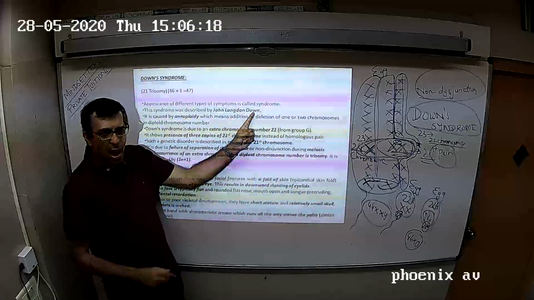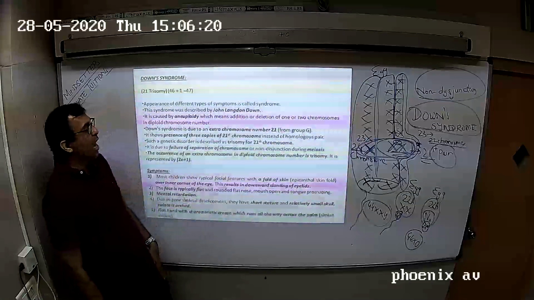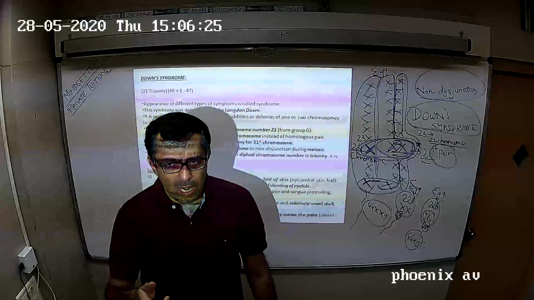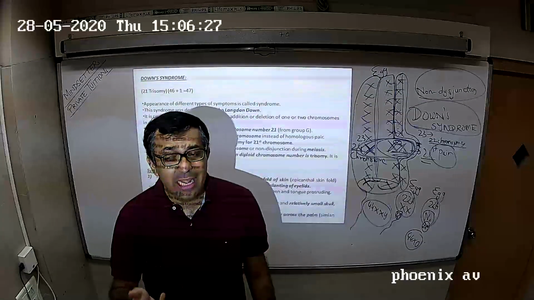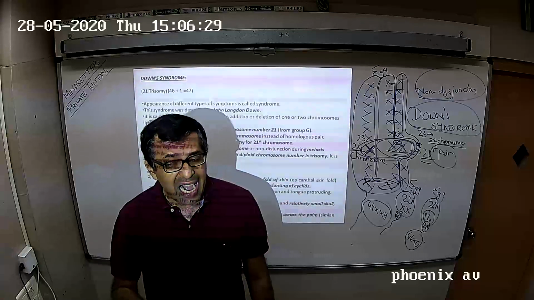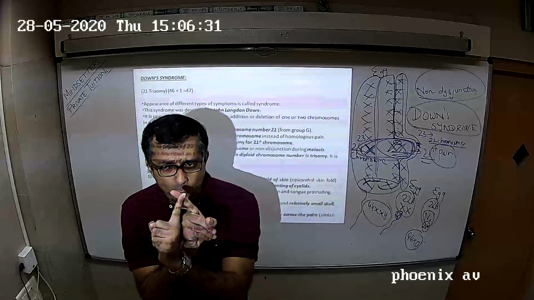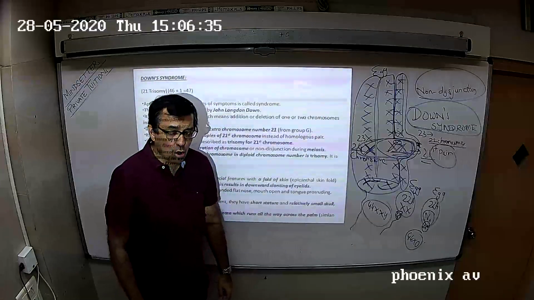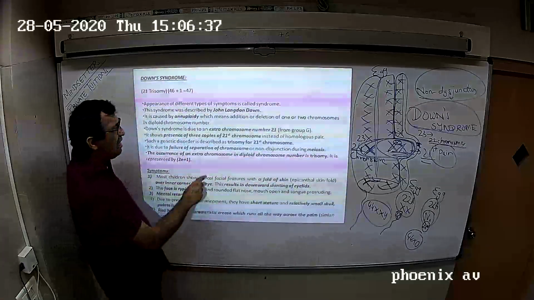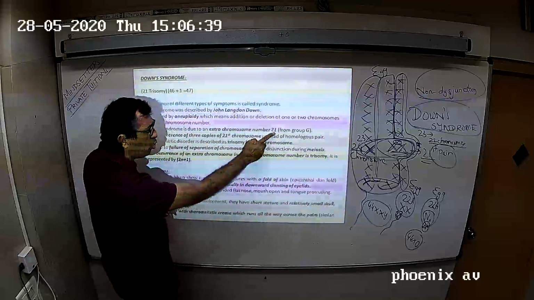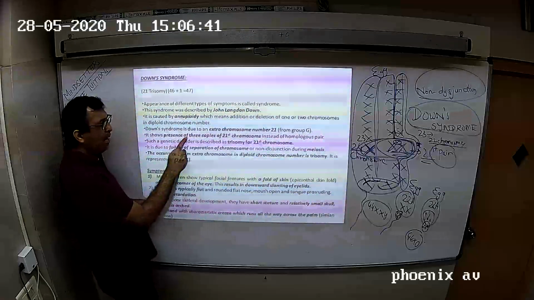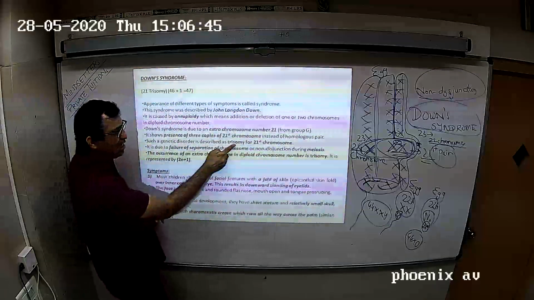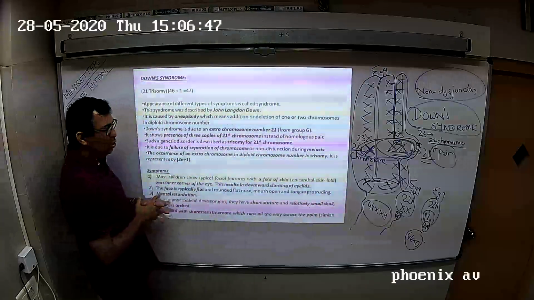John Langdon Down, named after him, called Down syndrome. It is aneuploidy. Normal chromosomal pattern is called diploidy. Aneuploidy, non-disjunction of the 21st chromosome will result in an extra chromosome number 21, presence of 3 copies of 21st chromosome, and that is trisomy for 21st chromosome.